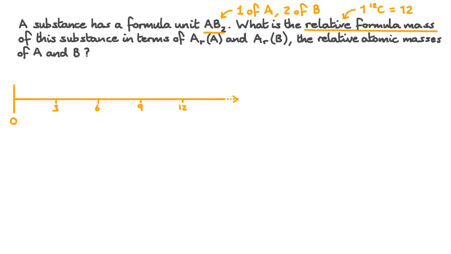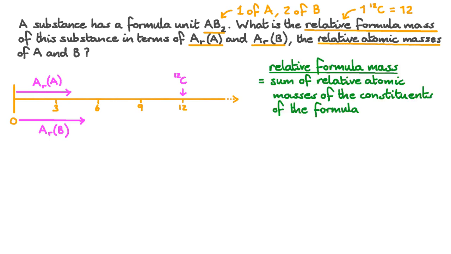To make things easier, let's actually imagine a number line. We'd read an atom of carbon-12 as having a mass of 12. And what we've been given are some symbols for the relative atomic masses of A and B. I'm just going to imagine that the relative atomic mass of A is about 4, and that the relative atomic mass of B is about 5. These numbers don't actually matter, it's just useful to draw it out. To work out the relative formula mass, what we need to do is sum together the relative atomic masses of the constituents of the formula.